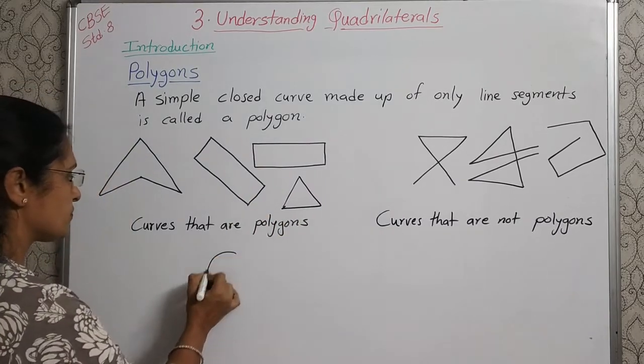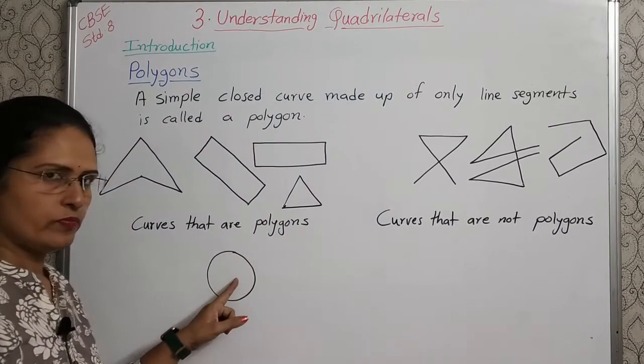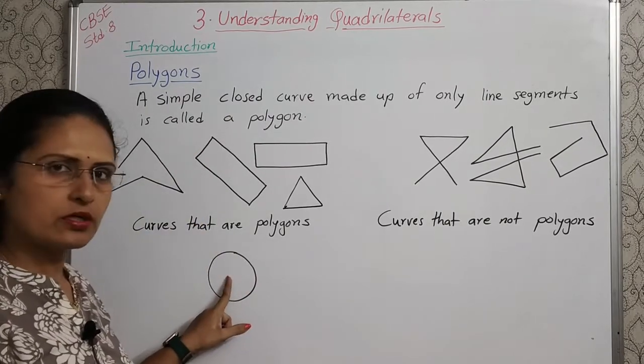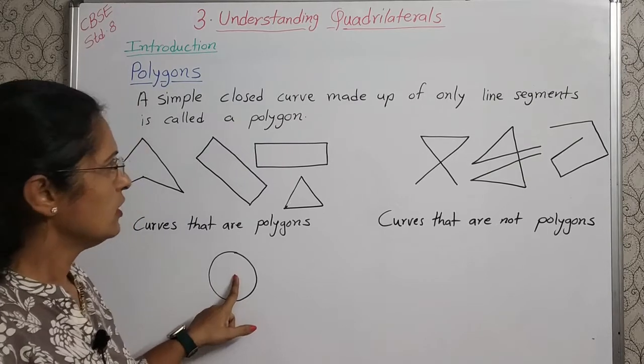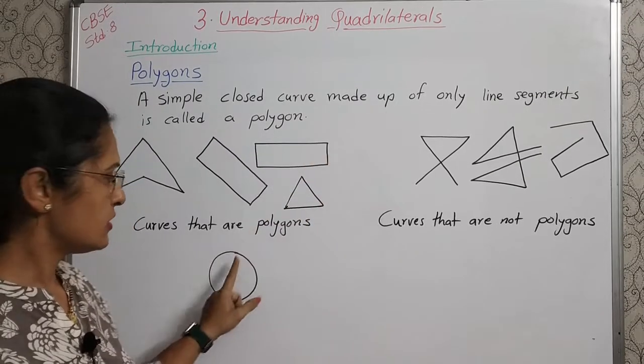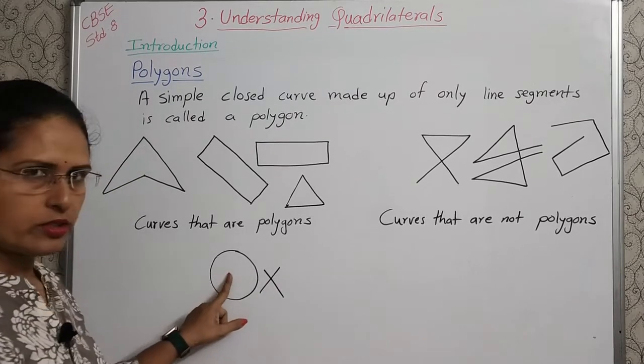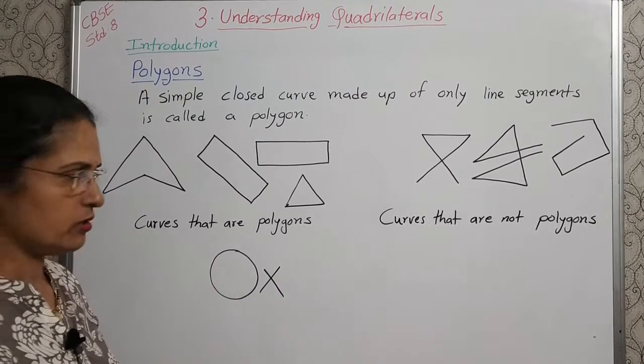But see, circle. Circle is a simple closed curve. This is a simple curve as well as a closed curve, but this is not made up of line segments. Therefore, this is not a polygon. Circle is not a polygon.